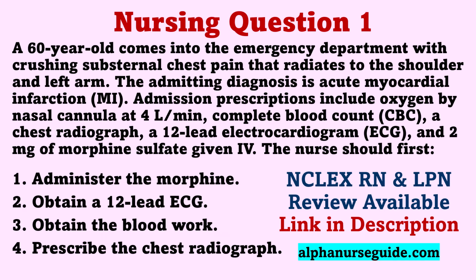A 60-year-old comes into the emergency department with crushing substernal chest pain that radiates to the shoulder and left arm. The admitting diagnosis is acute myocardial infarction. Admission prescriptions include oxygen by nasal cannula at 4 liters per minute, complete blood count, a chest radiograph, a 12-lead electrocardiogram, and 2 milligrams of morphine sulfate given IV.